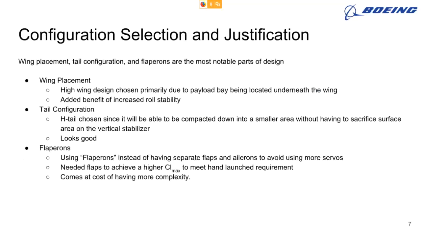Our configuration selection and justification: we established that due to our payload drop goal, we wanted a high wing configuration. That was also to add the benefit of increased roll stability. The H-tail was important to help, like I said earlier, to establish stability due to the VTOL, and we decided to use flaperons to help increase our stability as well.